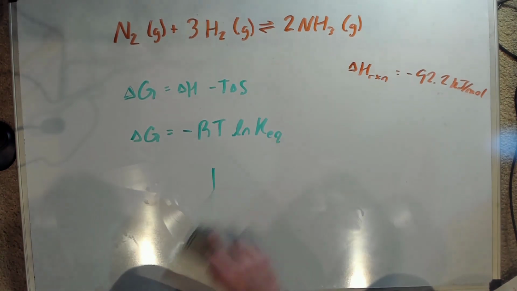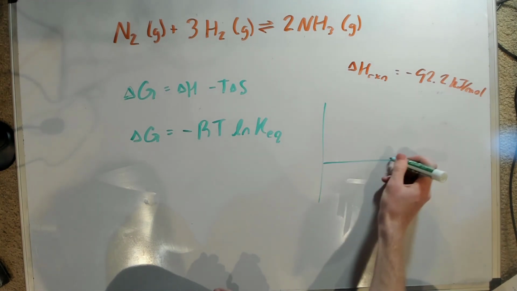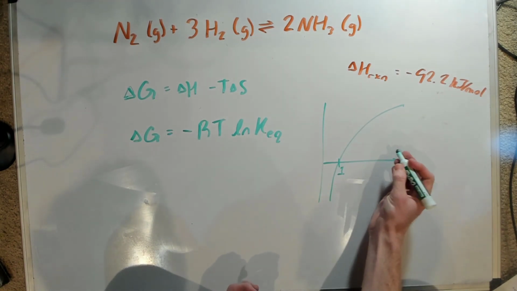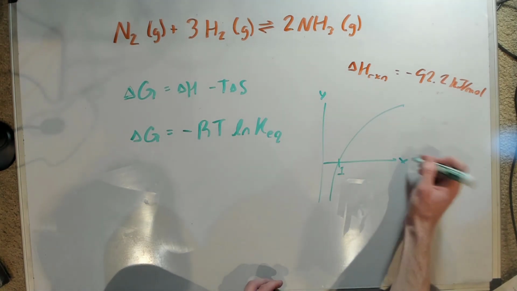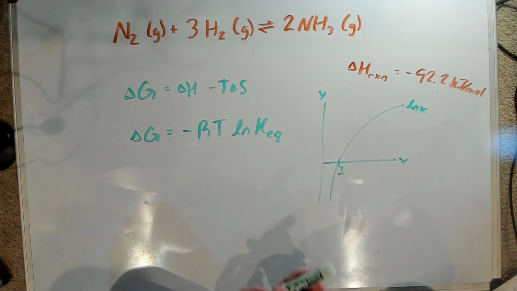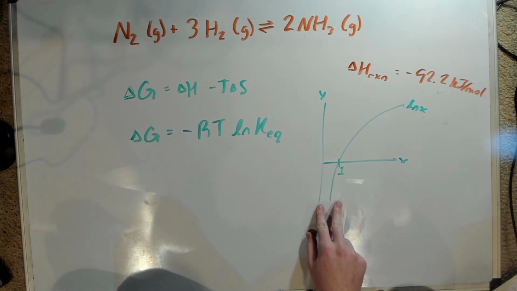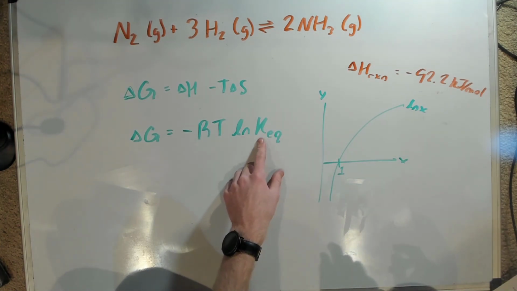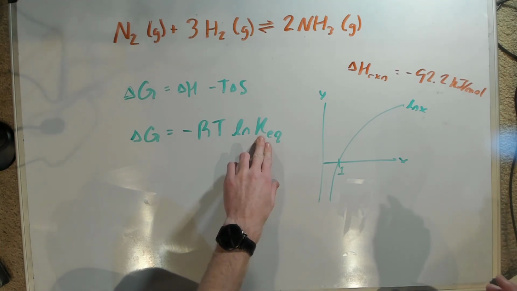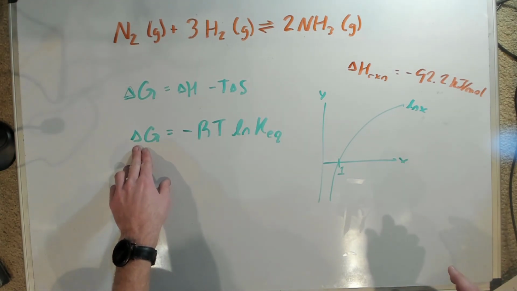Natural log exists as a negative where this is 1, this is the y, and this is the x-axis. And this would be natural log of x. Natural log exists at a negative only between 0 and 1. So that means this KEQ must be greater than 1 to maintain a positive value that's not 0 for this, so that way that stays negative and therefore spontaneous.